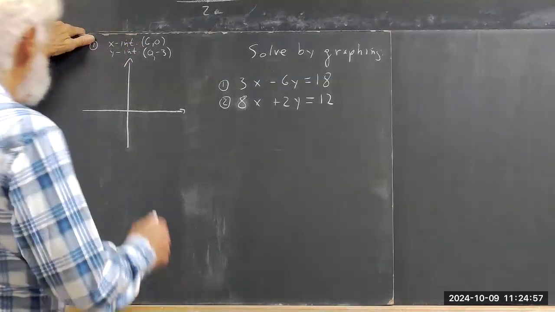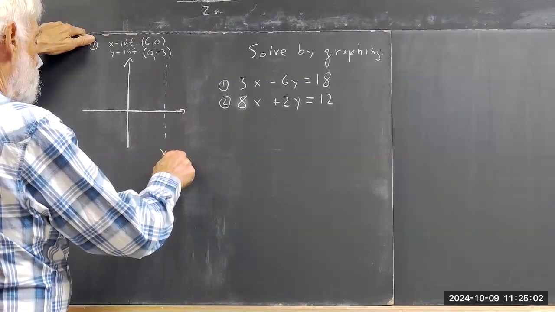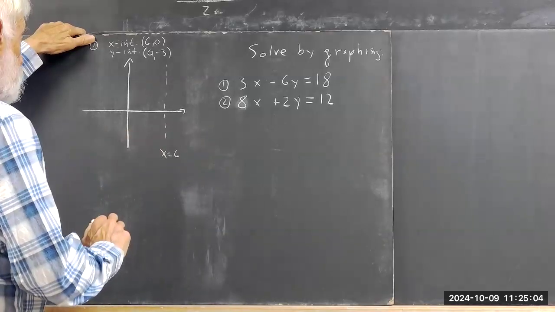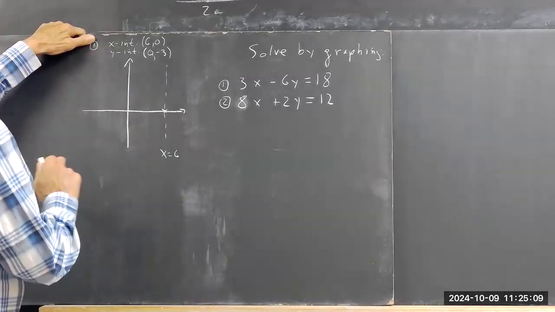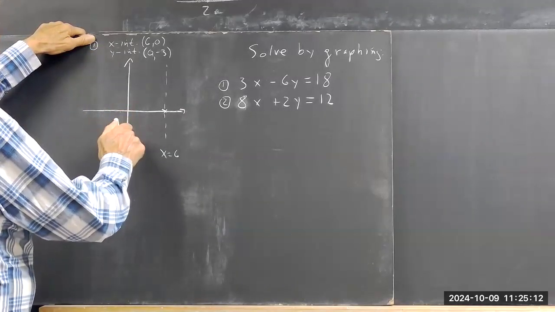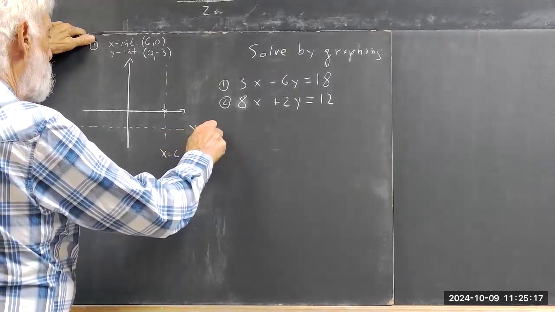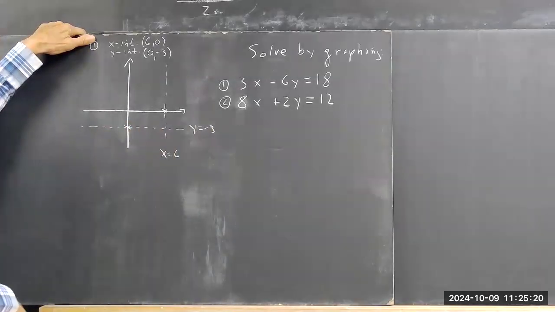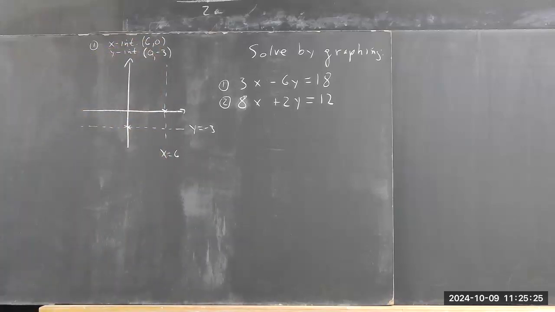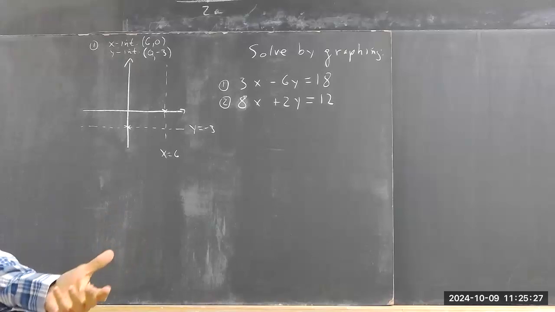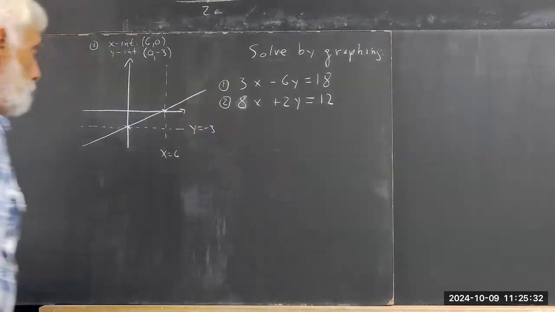Okay, so we'll just say, here's x equals 6. And I do recommend that you do these dotted lines. And right here is the x-intercept for the first equation. And here is the line y equals negative 3. So by declaring that x equals 6 here and y equals negative 3 here, we know the scale of the graph. We can scale everything else. And then we sketch a line.